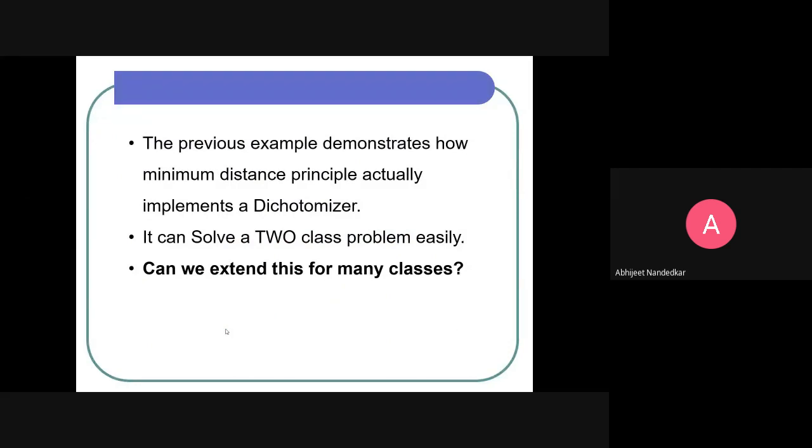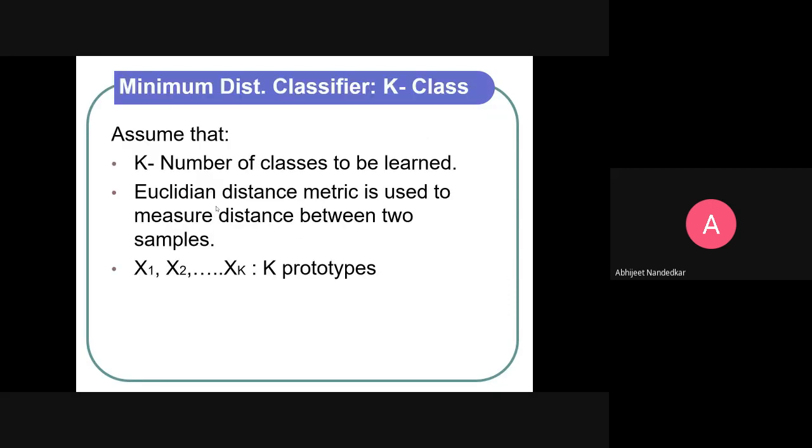So this previous example demonstrates how the minimum distance principle actually implements a dichotomizer. So the basic principle behind the dichotomizer or a classifier is the minimum distance. Now it can solve a two-class problem very easily. Question is, can we solve a multi-class problem? Can we extend this for many classes? The answer is yes, we can do that.